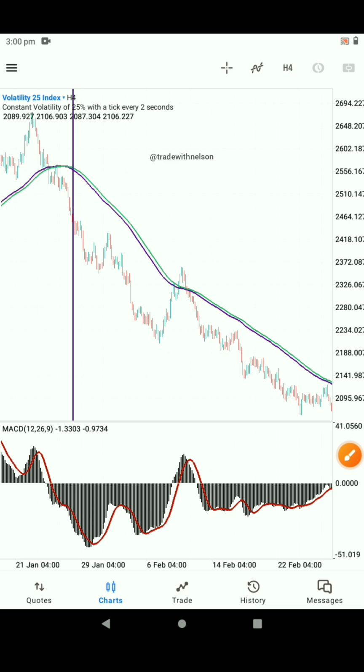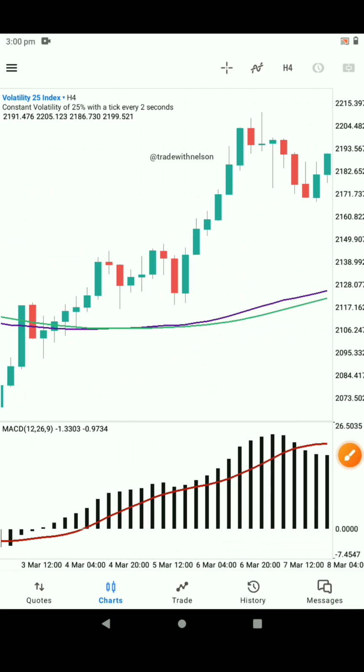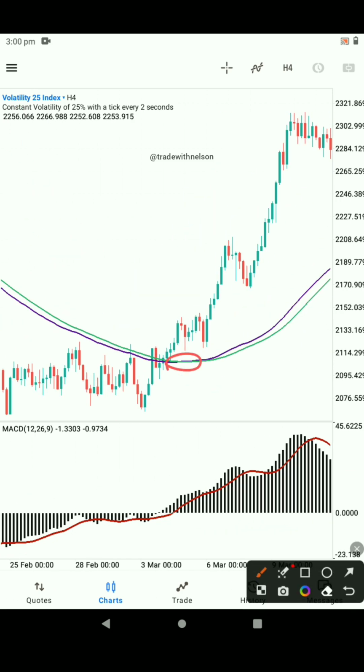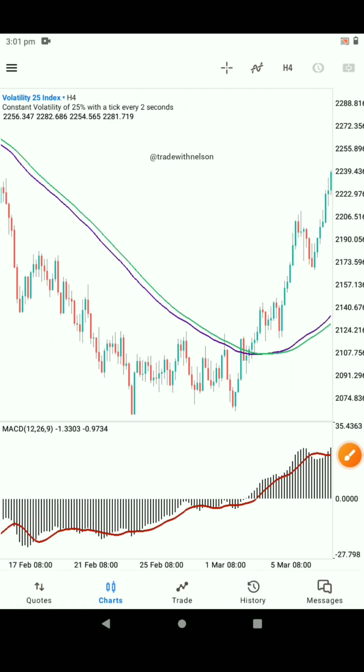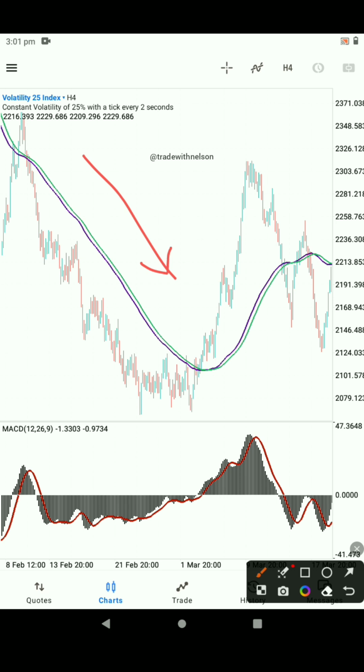So for the second entry, let's say you have your entry here, stop loss above here. You can also hold your trade until you have a cross at this point. So if you look carefully, you have a cross, the green goes below the purple, then you can close your trade. So it's also nice, but most times markets may not give you this type of long move.